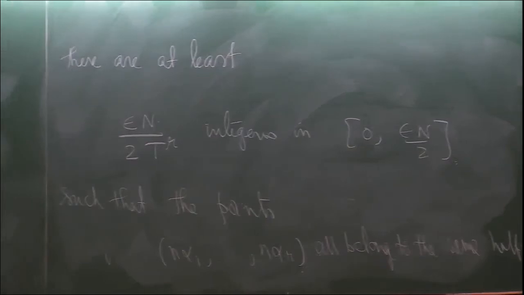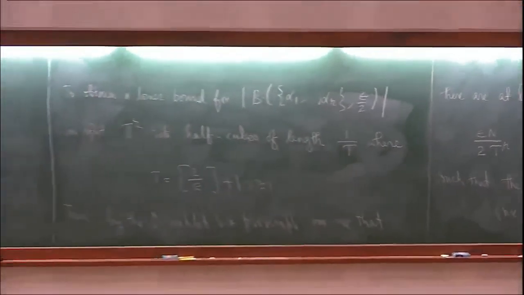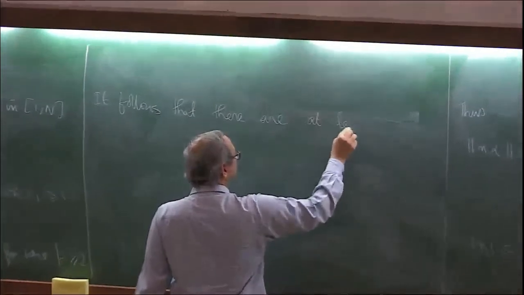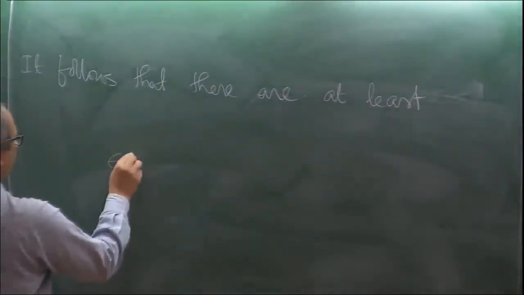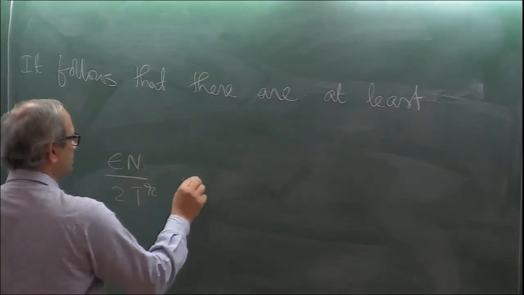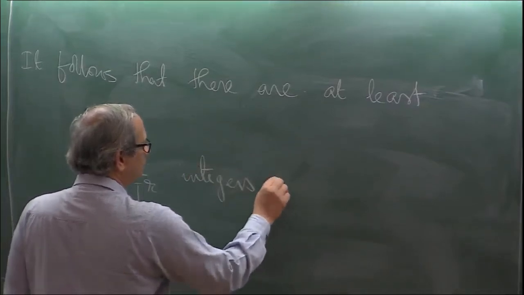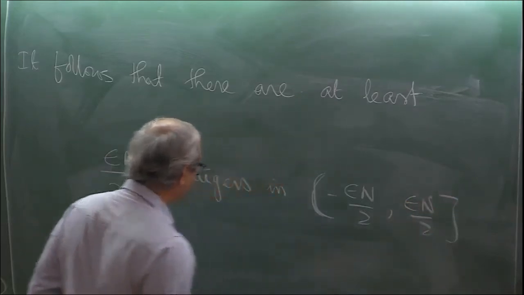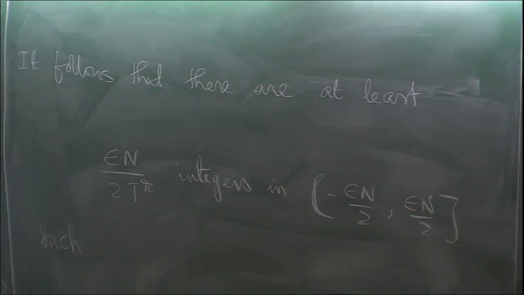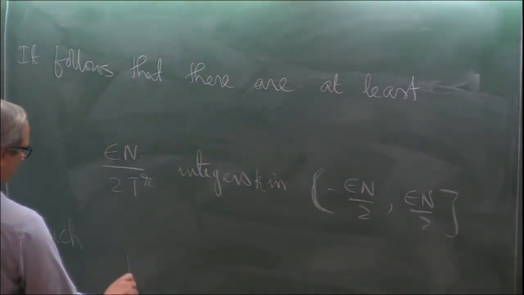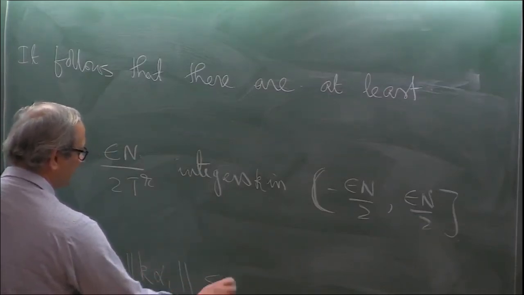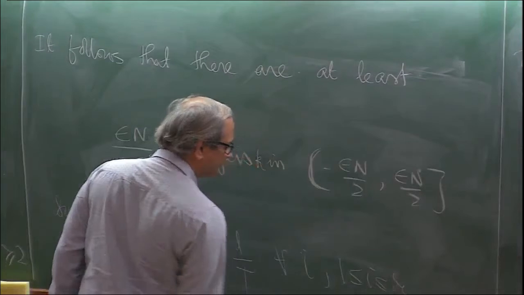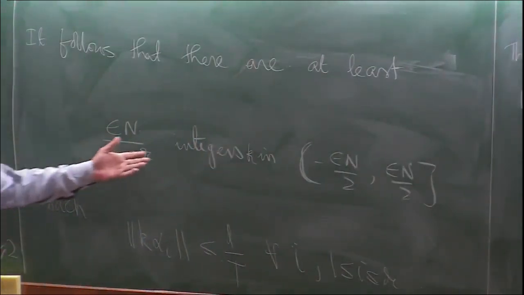Okay, so it follows then that there are at least epsilon n by 2 t to the r integers in minus epsilon n by 2 to epsilon n by 2 such that integers k, let us say, such that k alpha i is less than or equal to 1 by t for all i, 1 less than i less than r. Okay, so there are at least this many integers.